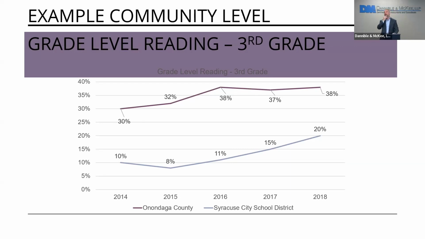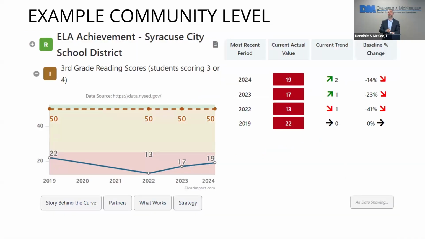And so there's an example of community need, and you can see this is our community here, Syracuse City, which was very low in 2014, etc. And you can kind of see it going up, trying to catch up to the county after some interventions.